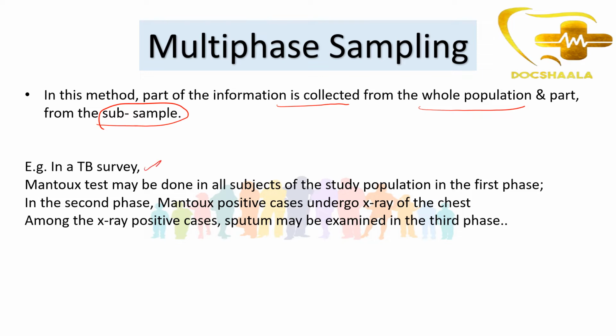For example, they are doing a TB survey. Mantoux test may be done in all subjects of the study population in the first phase. But in the second phase, Mantoux positive cases only undergo X-ray of the chest. Among the X-ray positive cases, sputum may be examined in the third phase. So that is what we do. As the phases change during our research, the size of the sample decreases depending upon the positive or negative results, and the method by which we test the sample also differs in each phase. That kind of sampling is known as multi-phase sampling.